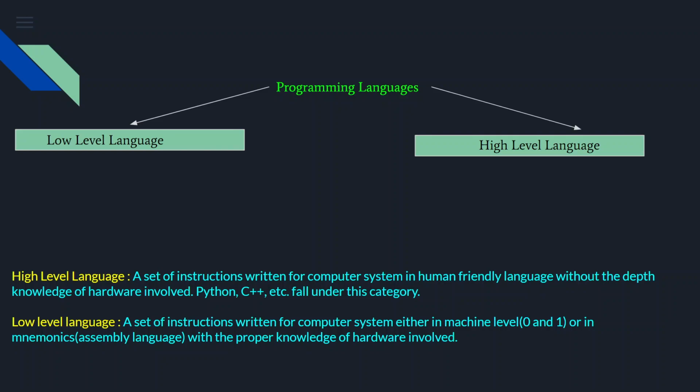High level languages are those languages in which a set of instructions is written for a computer system in human friendly language without the depth knowledge of hardware involved. Python, C++, etc. fall under this category.